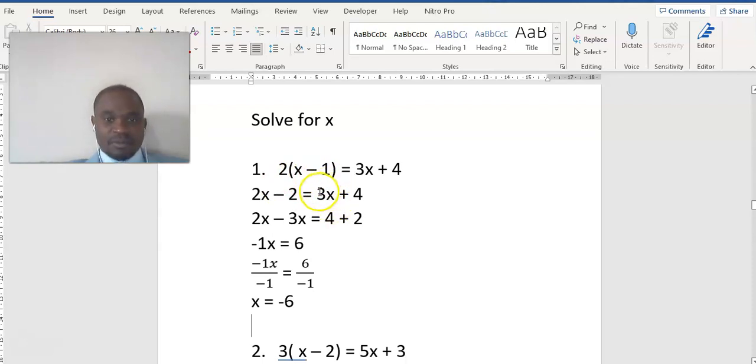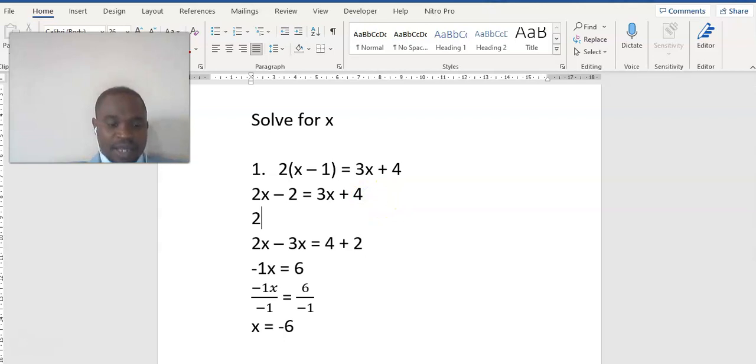So here 3x is plus 3x. If I transpose it, what am I going to get? I'm going to get 2x, and if I bring the 3x, I'm going to get minus 3x. Are we together? Okay, this minus 2 is still there. Let me write the minus 2. Is equal to, I've already transposed this 3x, so it's going to remain 4. Are we together?